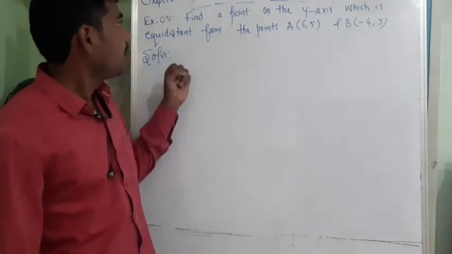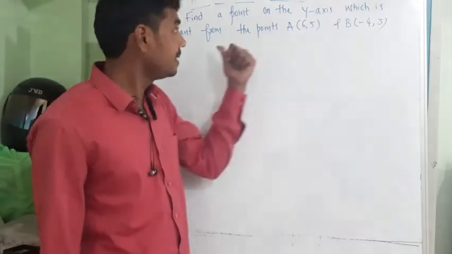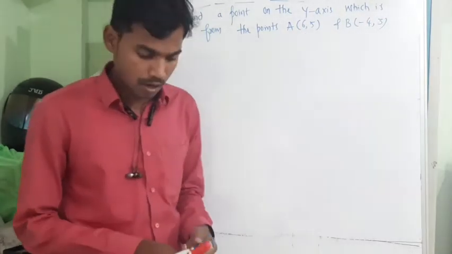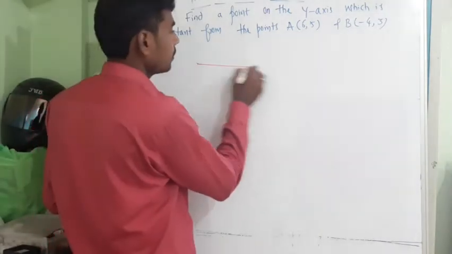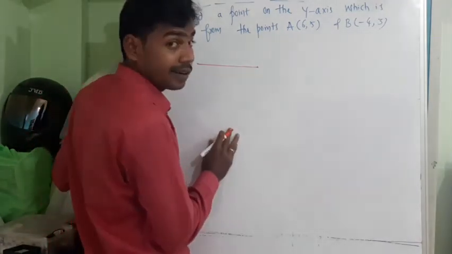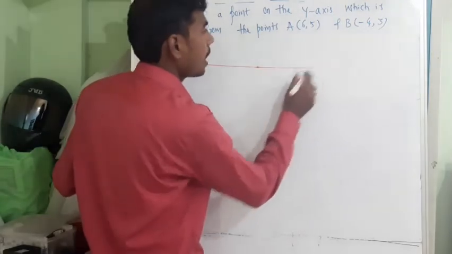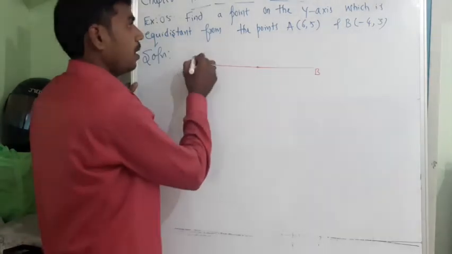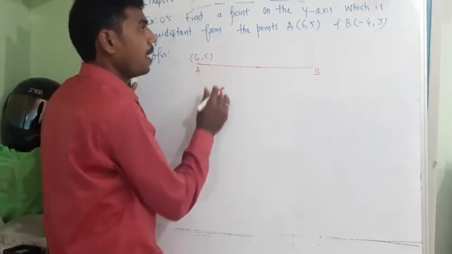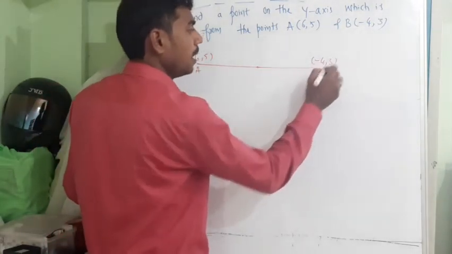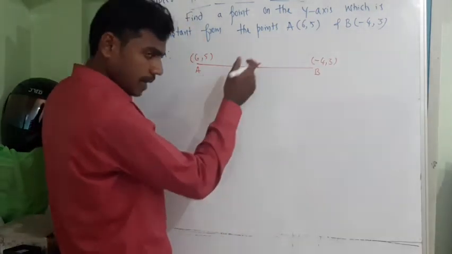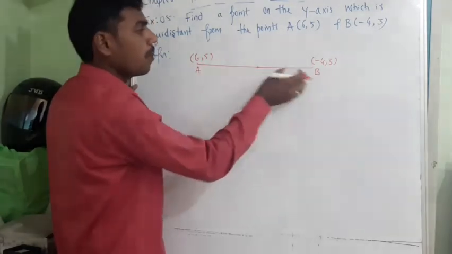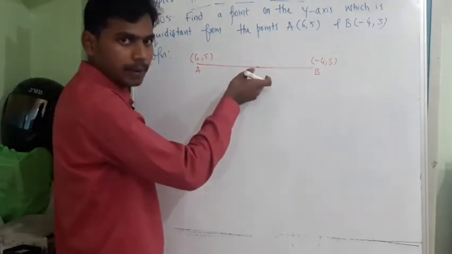So as of now, fifth question. Fifth example: find a point on the y-axis which is equidistant from the points A (6, 5) and B (-4, 3). Suppose this is a point which is on the y-axis and there are other 2 points A and B. So A is (6, 5), B is (-4, 3). If it is equidistant, it should be in the middle. This point is equidistant from both the points, means it should be in the middle.